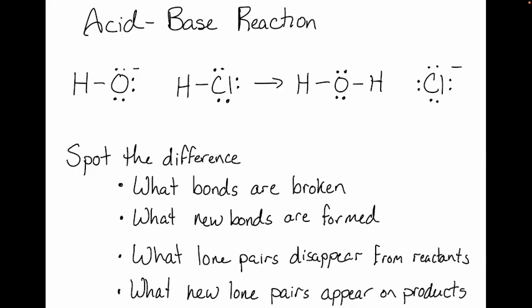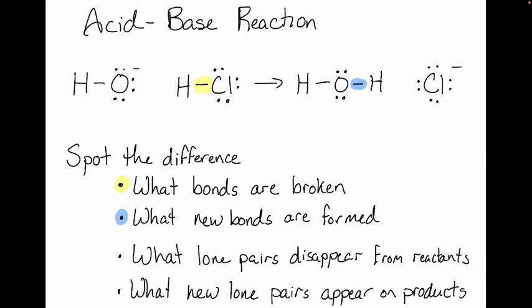Okay, everybody see what bonds are being broken in this reaction? The bond between hydrogen and chlorine, right? So this bond appears on my reactant side and it is nowhere to be found on my product side. So this reaction is going to break that hydrogen-chlorine bond. What about what new bonds are being formed? Hydrogen and oxygen, right? So now I already had one hydrogen-oxygen bond, but now I have this second hydrogen-oxygen bond, okay?